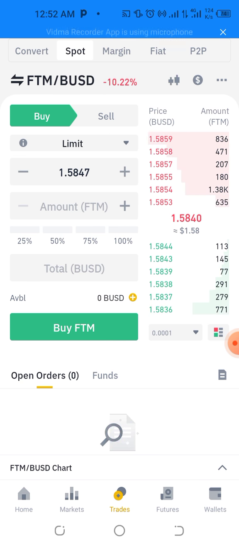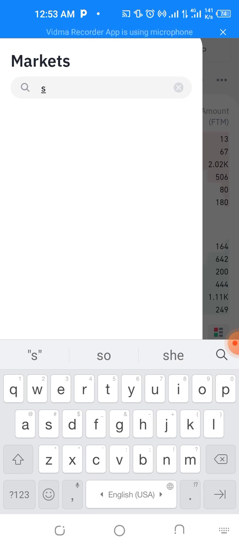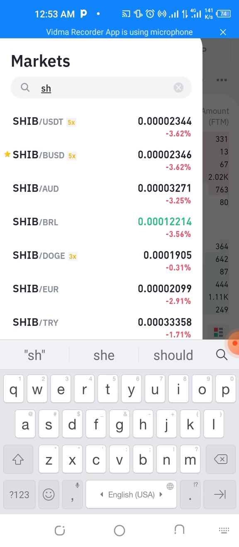Let's say for instance now you already bought that USDT I told you about. This particular account, I don't have any money on it right now. So let's say you already bought that USDT from someone through P2P. So you have USDT in your wallet, and you want to buy a particular coin. Here they wrote FTM/BUSD. You click on it so you can find the coin you want to buy. Let's say you want to buy Shiba. You just type SH, so it will come up.